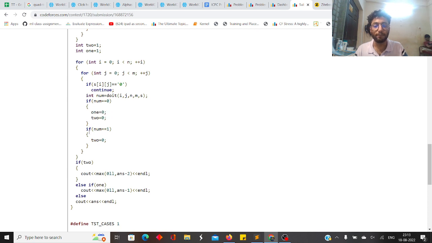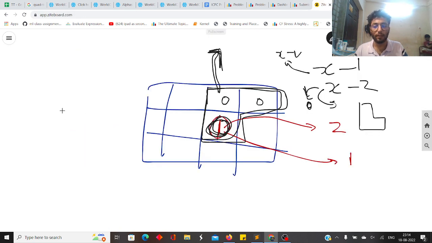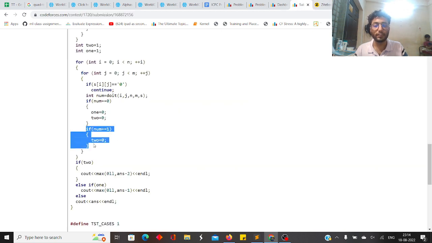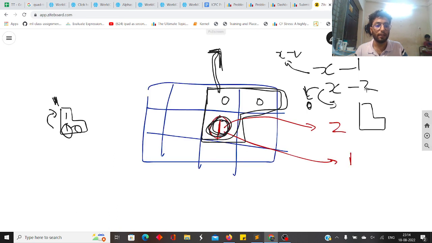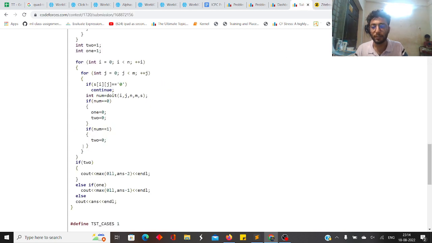Otherwise, if I have an L-shaped element such that two of the entries are 1 and one of the entries is 0, so corresponding to this element I would find that the L shape contains one of the ones. In that case I initialize my flag 2 as 0, because I need not have this x minus 2 case, because I can always achieve my answer in less than or equal to x minus 1 operations. So I turn this flag variable off as well.